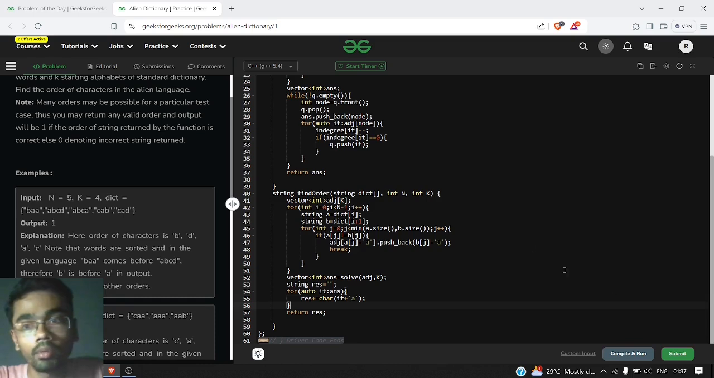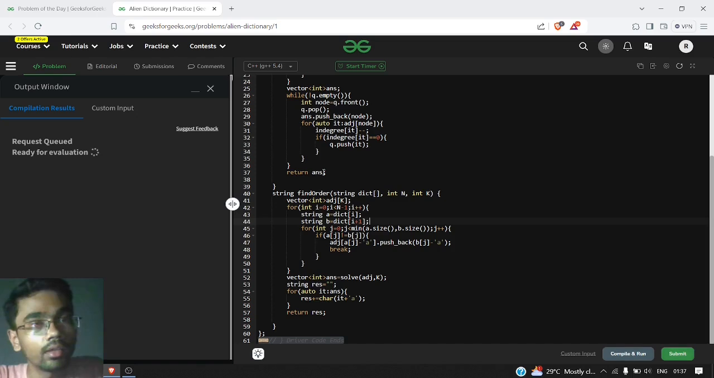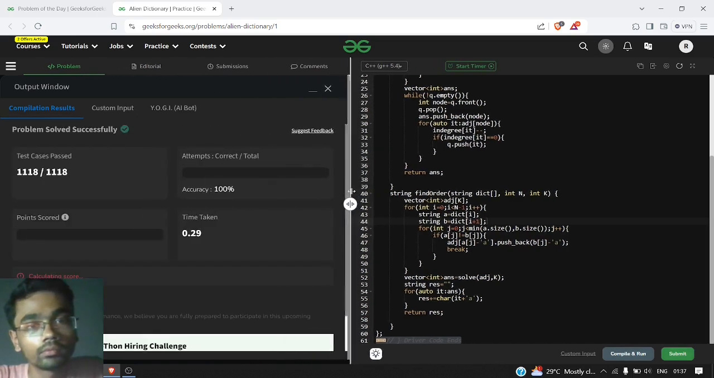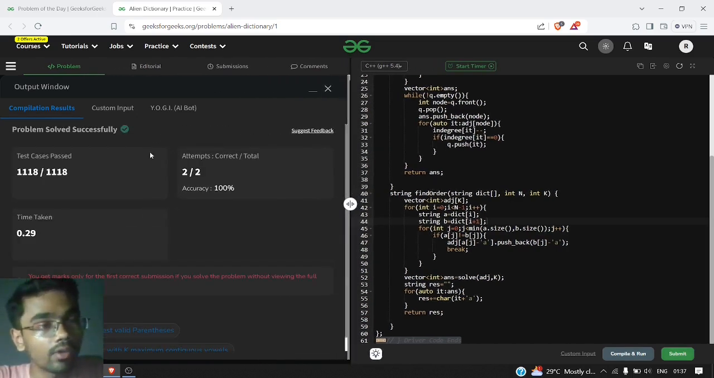So let us try to submit and see if it is getting accepted or not. So let us see now. So yeah, our code got successfully accepted.